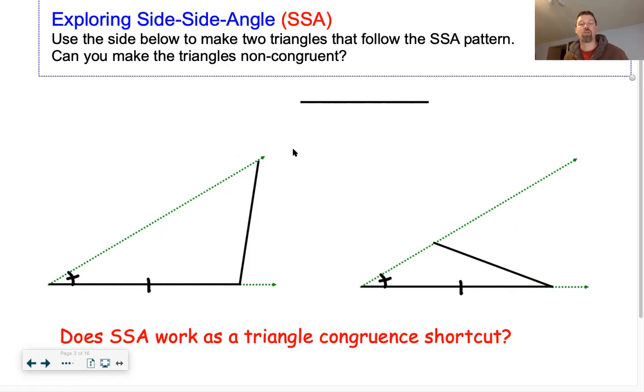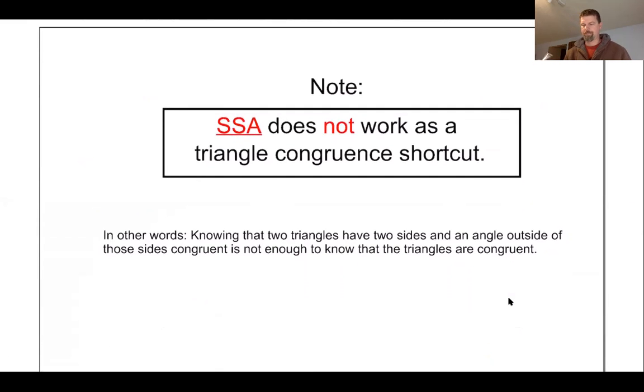So since I can make two different triangles using the side, side, angle shortcut, side, side, angle does not work. All right. So just to reiterate, side, side, angle does not work as a triangle congruent shortcut. We can't use it. Does not work.